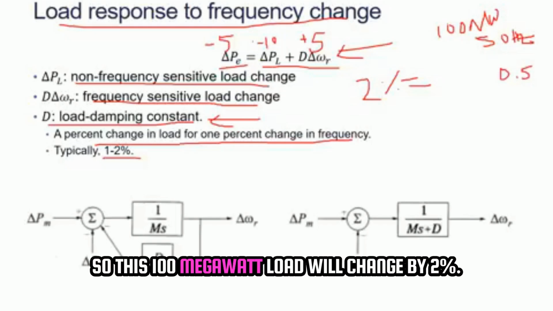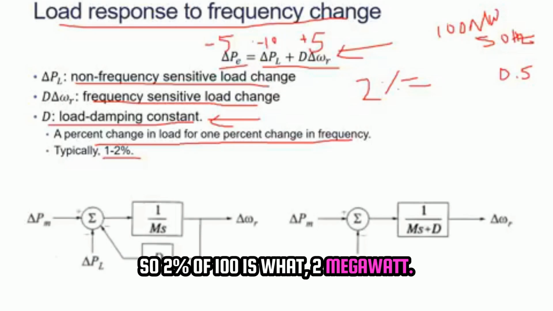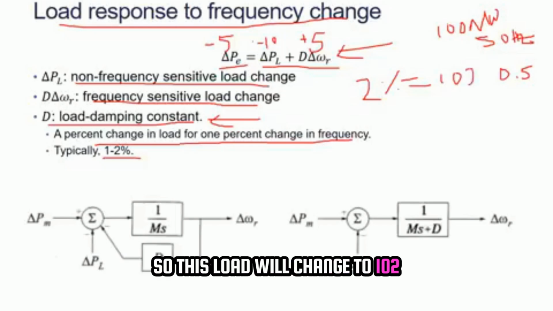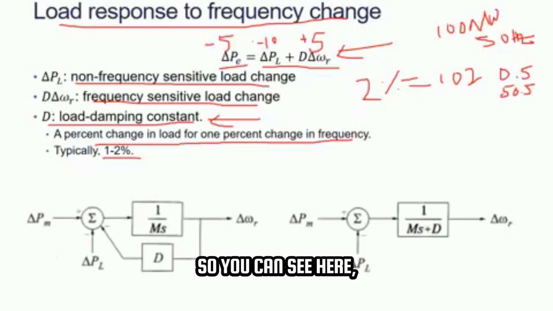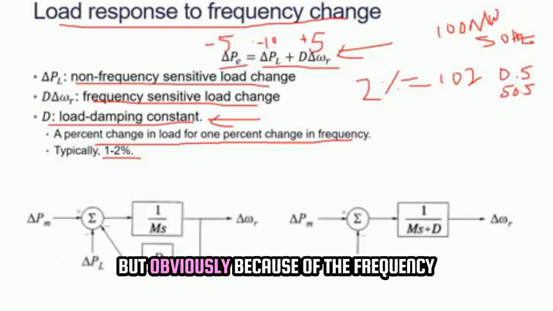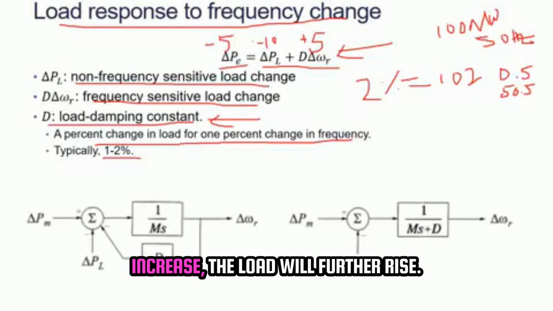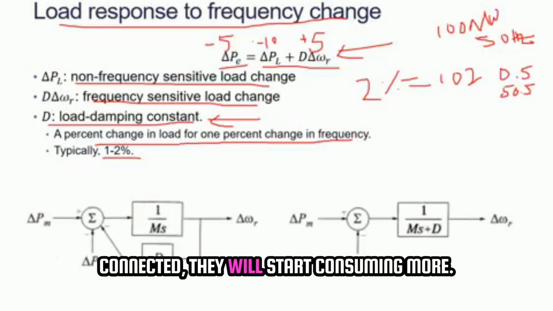So this 100 megawatt load will change by 2%. So 2% of 100 is what? 2 megawatt. So this load will change to 102 megawatt at 50.5 hertz. So you see how the load varies based on change in frequency, and this is typically 1 to 2% in every system. So you can see here, although the load has reduced, obviously because of the frequency increase, the load will further rise. The rest of the loads which are actually connected will start consuming more.